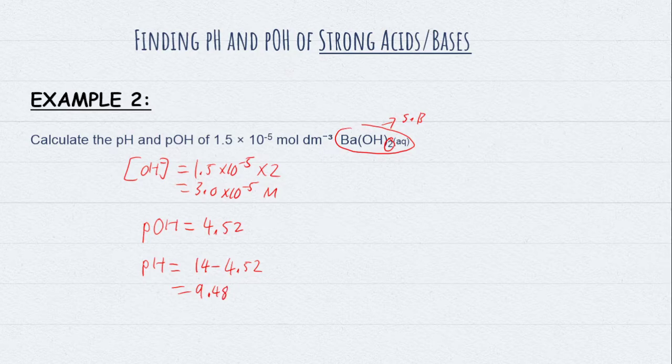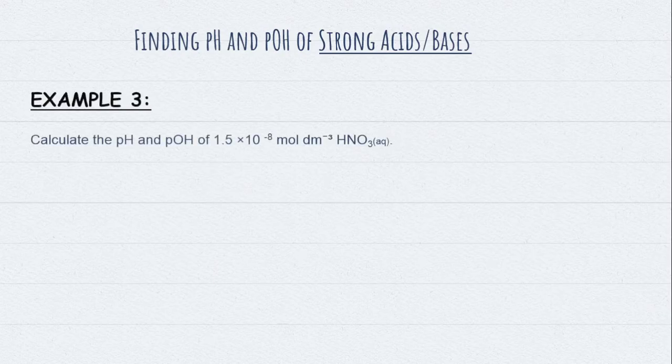So a few things here. Do not autopilot. You're applying the minus log to OH, not the minus log to H. Something new, but with logic, you should be able to get it. Last thing, dibasic base, so don't forget to times 2. Easy, right? Example 3, same thing, 1.5 times 10 to the power minus 8 mol per dm cubed of nitric acid instead.